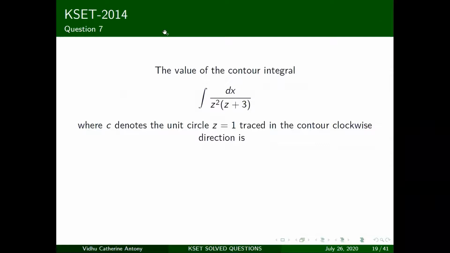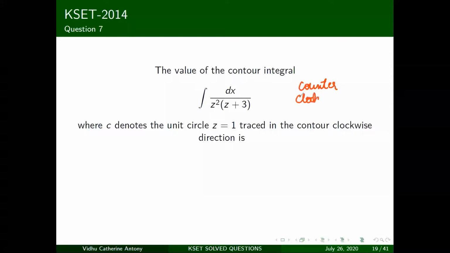So let's move on to this question. The value of the contour integral dz divided by z square times z plus 3, where C denotes a unit circle |z| equal to 1 traced in the contour clockwise direction is. Now, you have to be very careful about this. Whenever I'm talking about things like Cauchy's integral theorem or Cauchy's residue theorem, we are looking at counterclockwise or anti-clockwise directions. Let me just write that down. Counterclockwise or anti-clockwise directions.